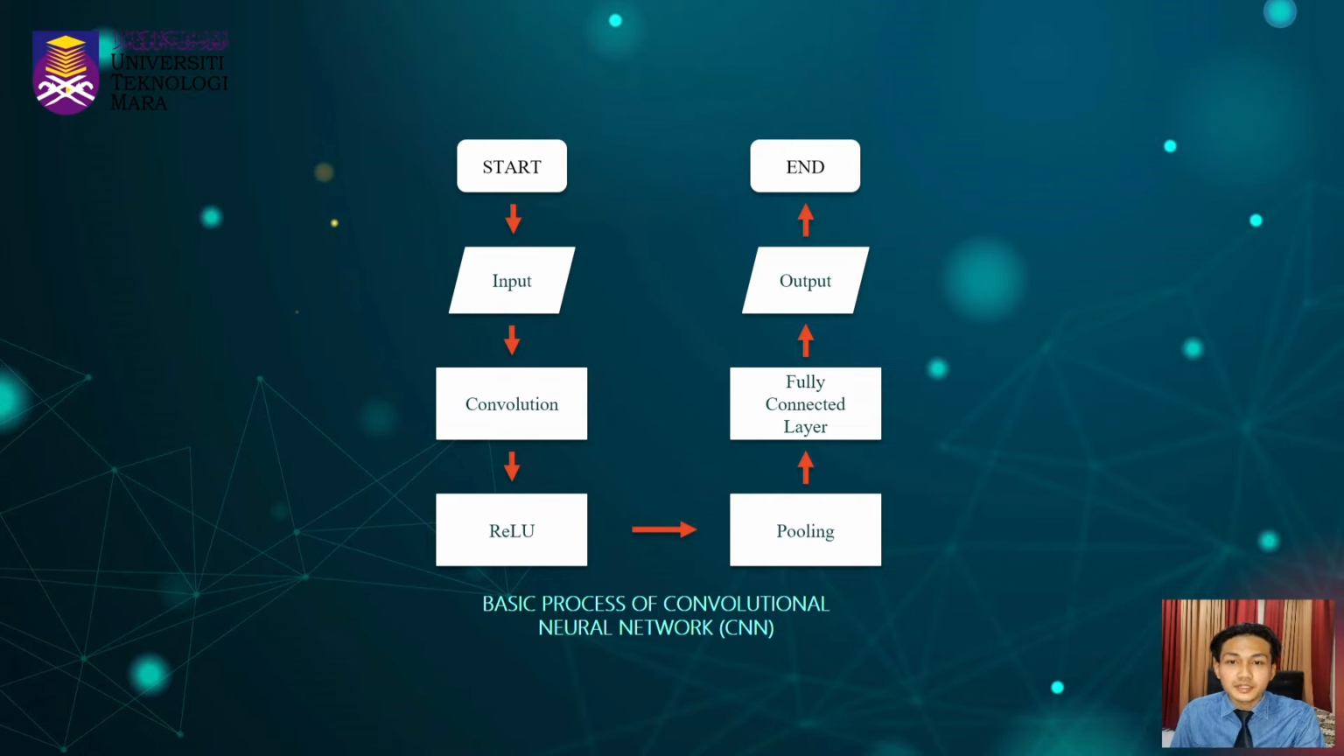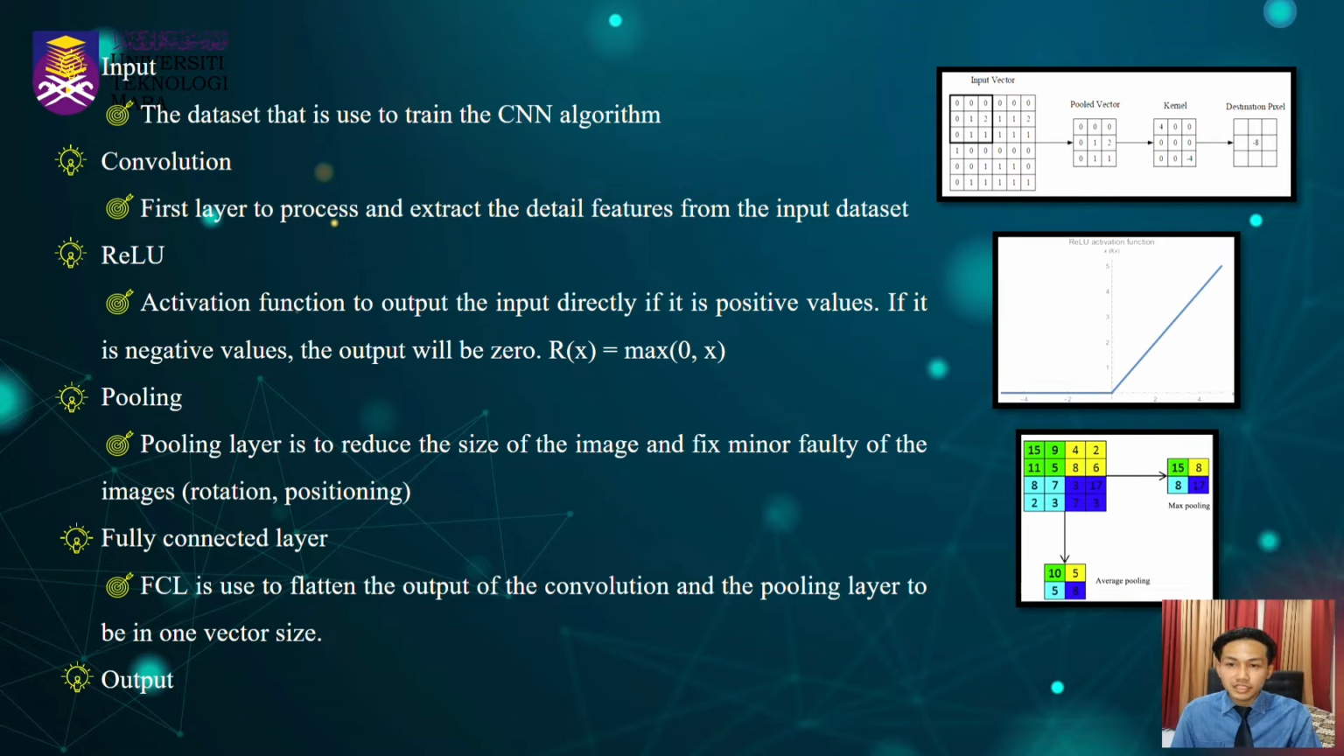And this is the basic process of convolutional neural network. So at the input, this data will act like a memory to the system and is used to train the convolutional neural network algorithm. Next, the convolution. The convolution is the first layer to process and extract the detailed features from the input image.